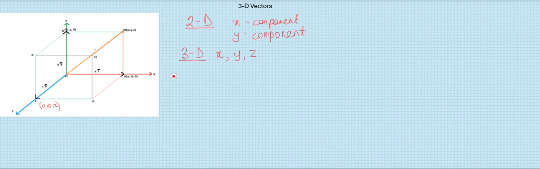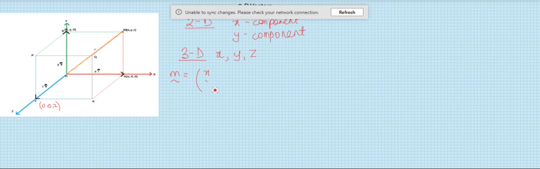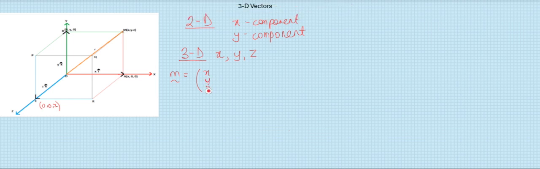Now, a 3D vector, this vector M, can be written as a position vector x, y, z. It corresponds to x on the x-axis, to y on the y-axis, and then to z on the z-axis. It can also be written as xi plus yj plus zk.